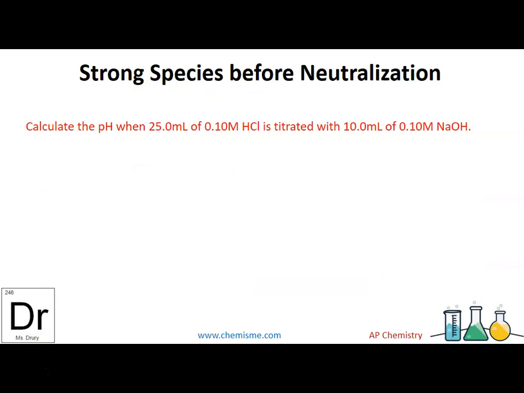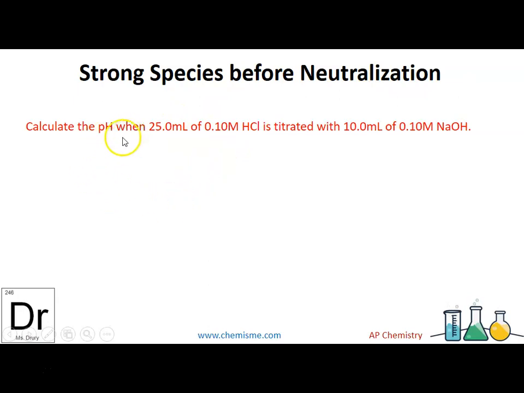Calculate the pH when 25 milliliters of 0.1 molar hydrochloric acid is titrated with 10 milliliters of 0.1 molar sodium hydroxide. I can kind of already tell, because I gave you an easy example, that there's extra acid left here, right? Because they were both the same molarity, but there's a little bit more volume of acid. So I'm expecting the pH to be low. It's not always easy to identify that, though.